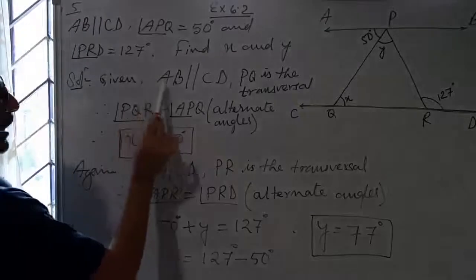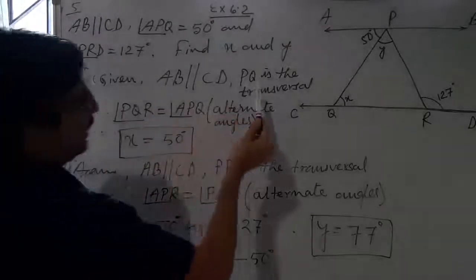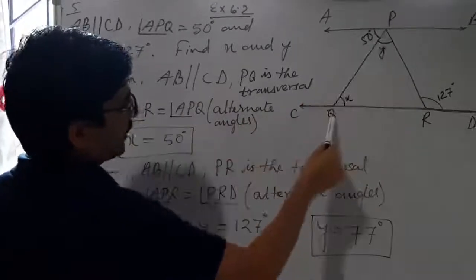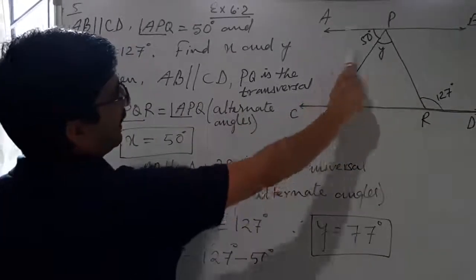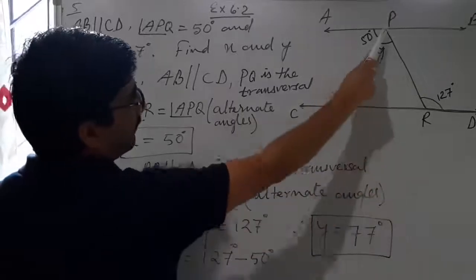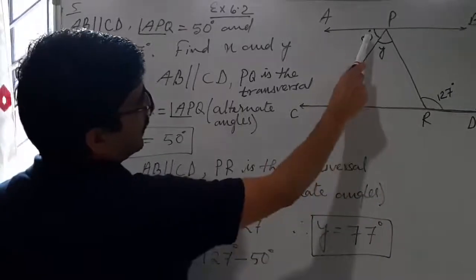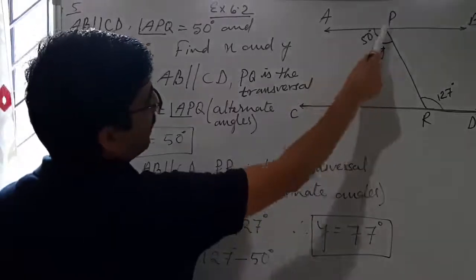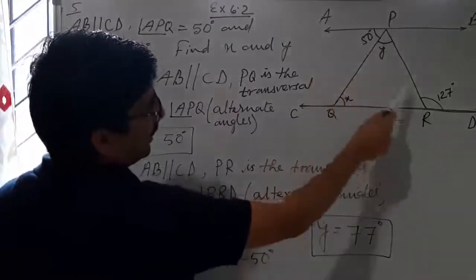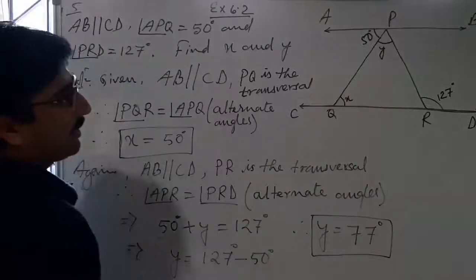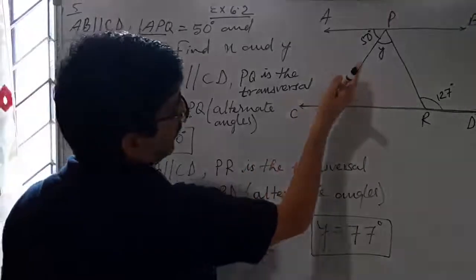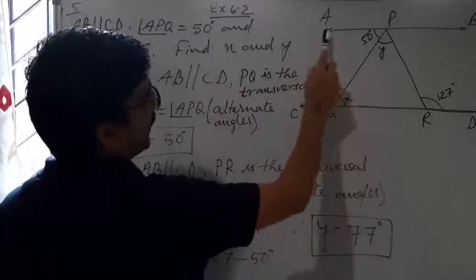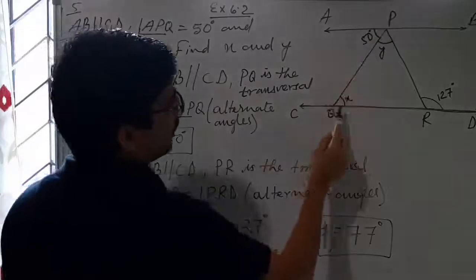The solution is given: AB is parallel to CD. Let us take PQ as the first transversal. So if AB and CD are parallel and PQ is the transversal, then this angle 50 and this angle x, that means angle APQ and angle PQR, are alternate angles since they are on either side of the transversal. That's why angle APQ and angle PQR will be equal.